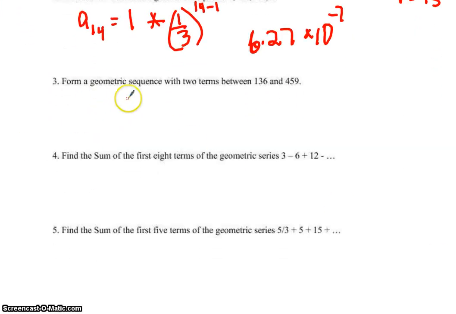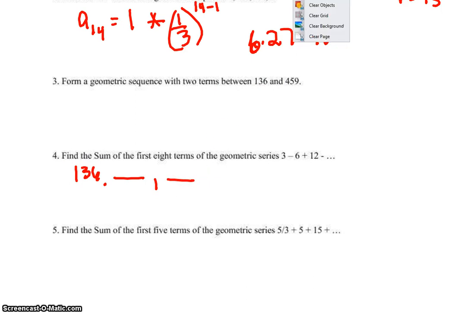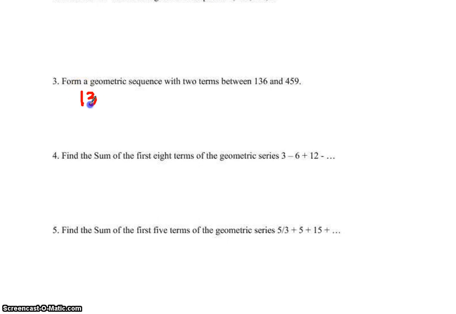Number 3, form a geometric sequence with two terms between 136 and 459. So it's going to be 136, something, except I'm in the wrong spot, aren't I? Just going to clear that out. It's going to be 136, something, 459.